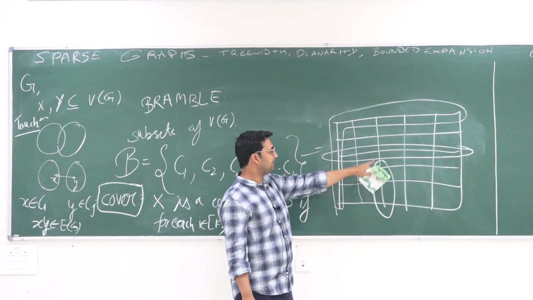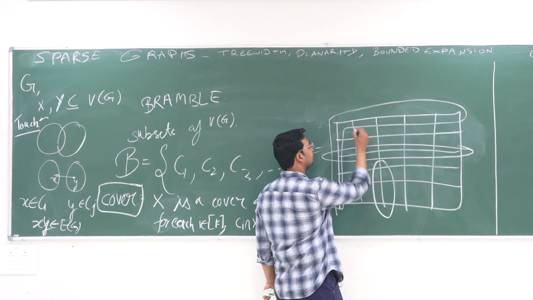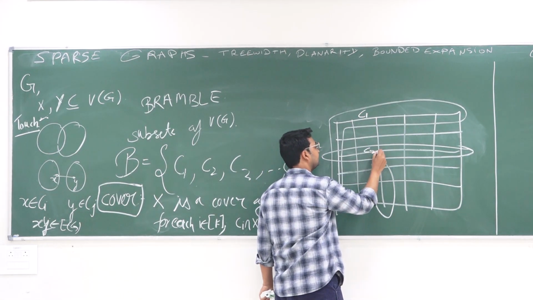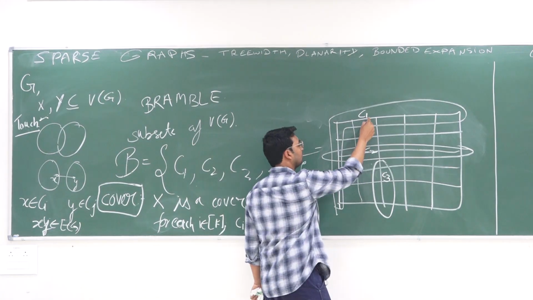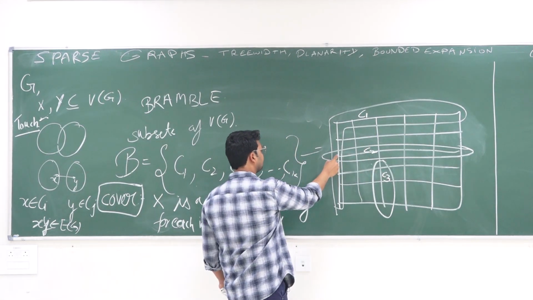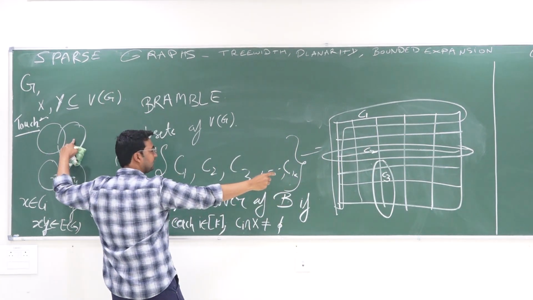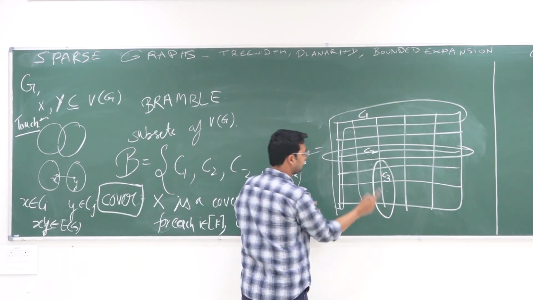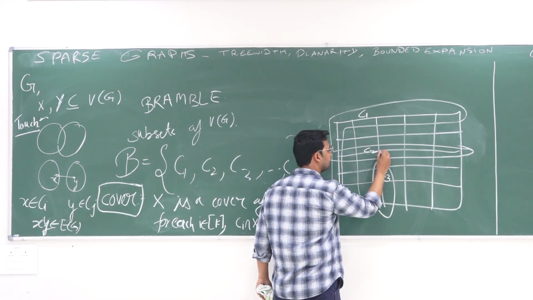So this is also a Bramble, because this component, let's call it C1, call it C2, and this is C3. C1 and C2 touch each other because of this touch, and C2 and C3 touch each other because of this edge.